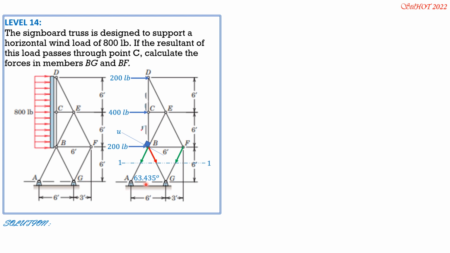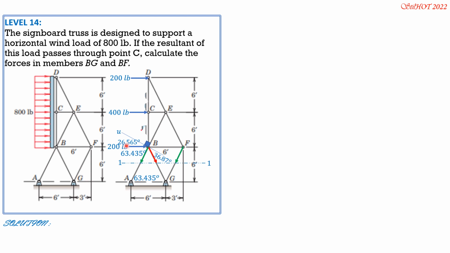So arctan of 2 is 63.45 degrees. This is also 63.45 degrees. While the angle that the 200-pound force makes with the U axis is 90 minus 63.45 degrees, which is 26.565 degrees, equal to this angle here. This entire angle is also 63.435. Therefore, the angle that FBG makes with the U axis is 63.435 degrees minus 26.565 degrees. Use your calculator. It is 36.87 degrees.